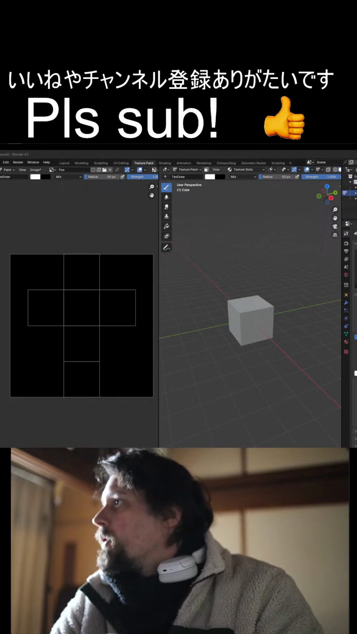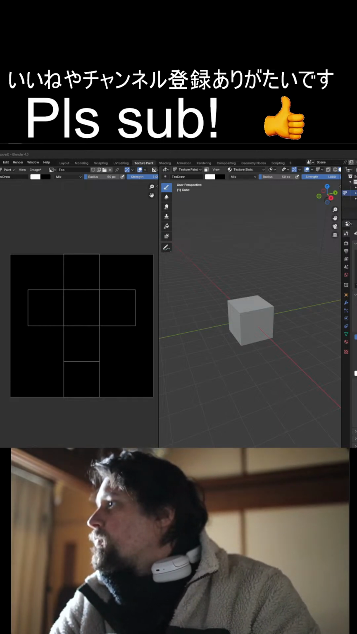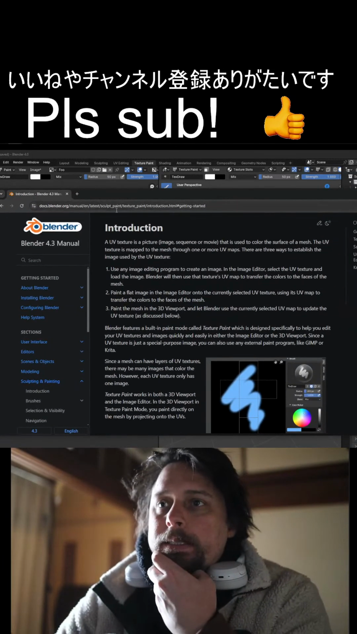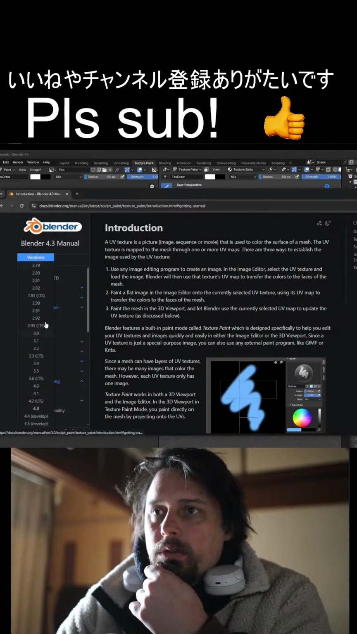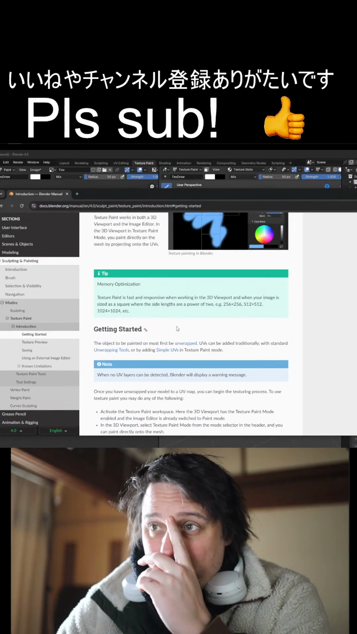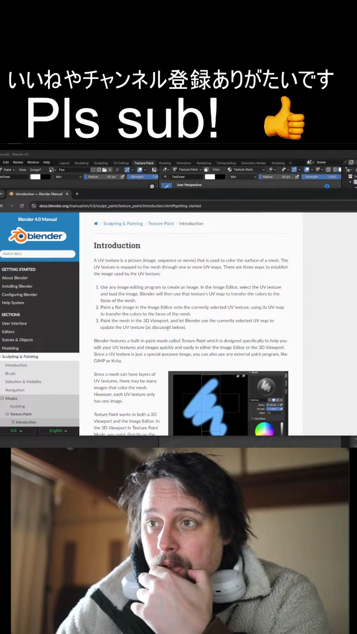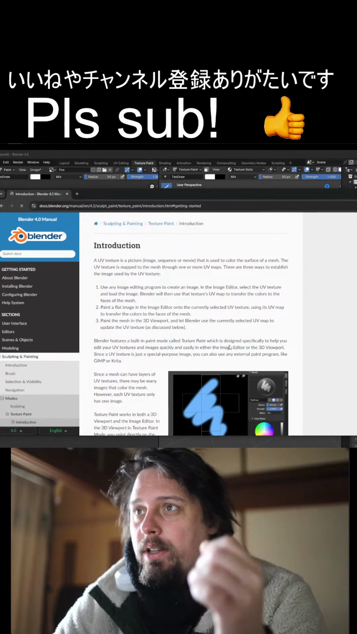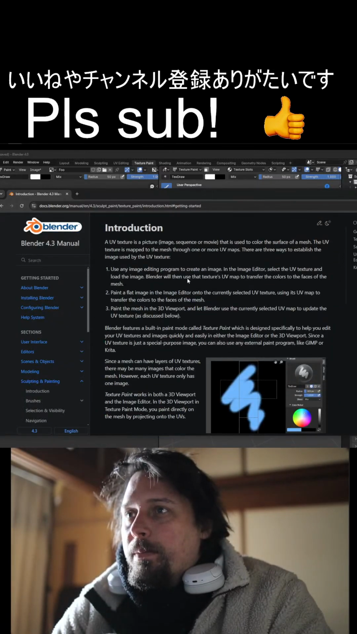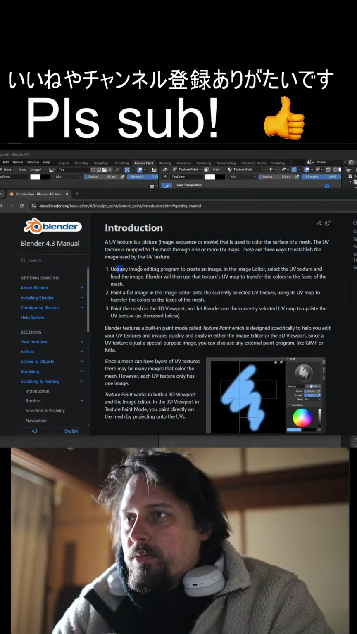Alright, let's do another thing. Let's look at the Blender docs, okay? But this is 4.3. I'm on 4.0. I could just change this, I guess. I bet it hasn't changed. I like the dark mode. 4.3. Alright.